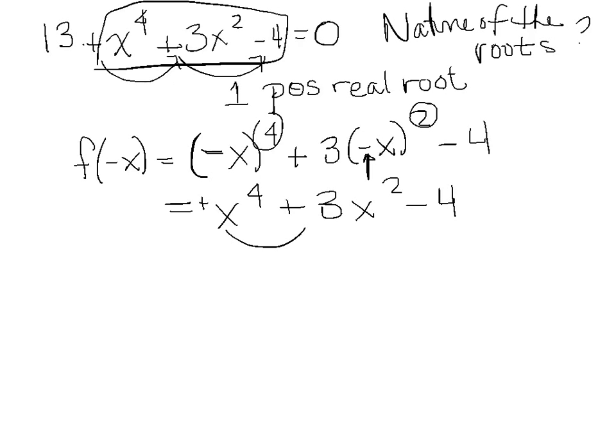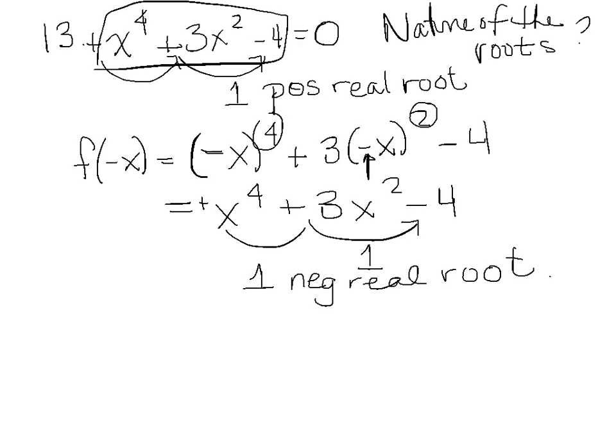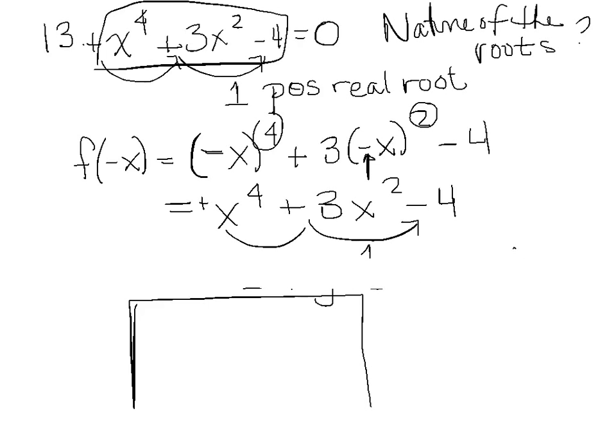From here to here is not a sign change. From here to here is one sign change. So guess what? I have one negative real root. Now here's where I like you to make the table. So I'm going to actually erase this for a minute and put that somewhere else. And one negative real root.